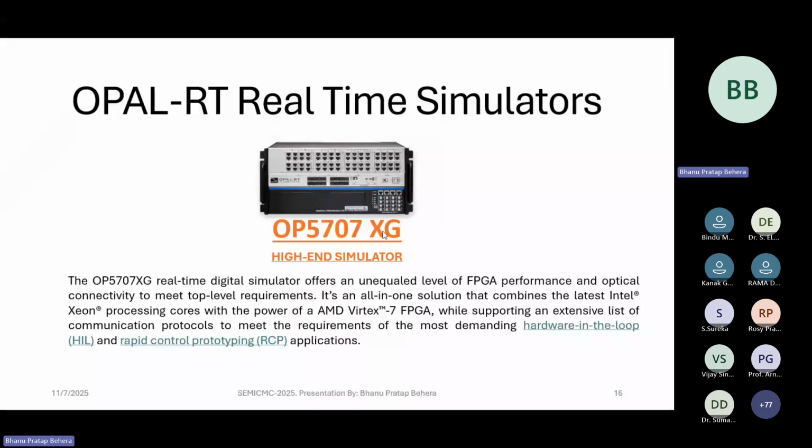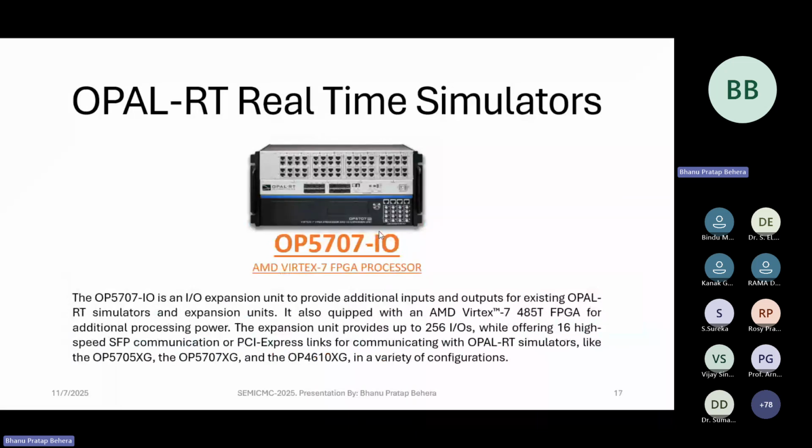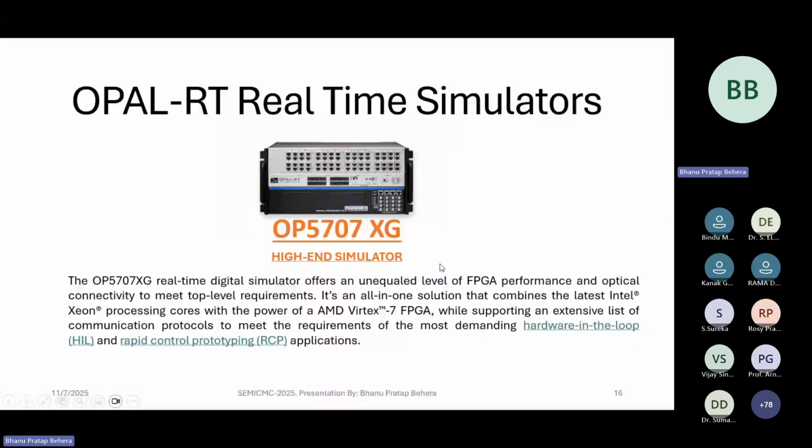Similarly, OP5707 also has an IO module, which is named the /IO. If you are using it with the XG devices, it can increase the IO terminals by 256 IO.